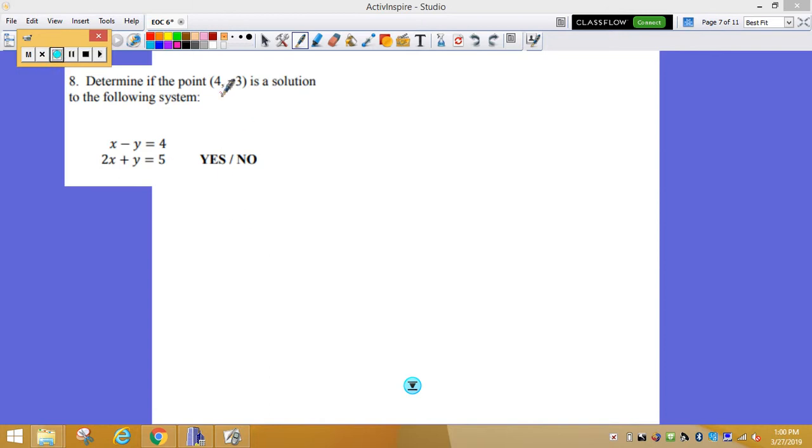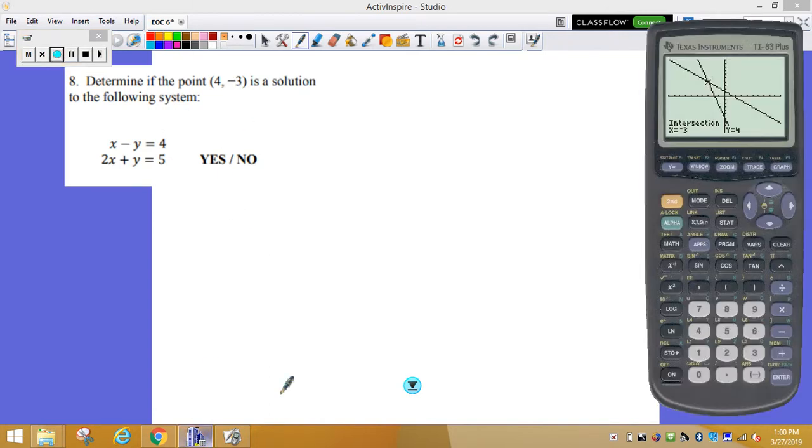Determine if this point is a solution. Well, to do that, again, we just go to y equals. You would have to solve it for y. I'm going to go ahead and solve it for y in my head, just to save some time. So the first one would be x minus 4, and the second one would be negative 2x plus 5. So let's graph it and see if 4, negative 3 is a solution.